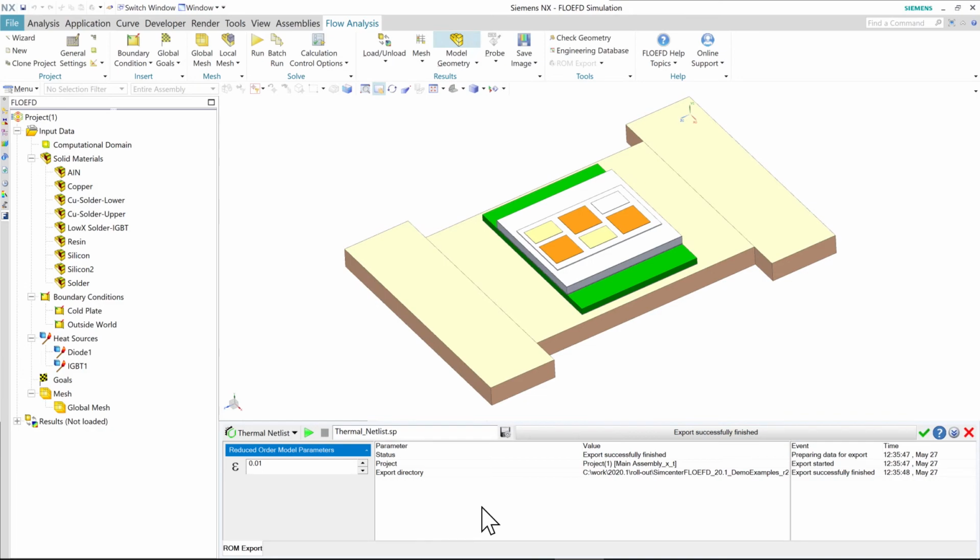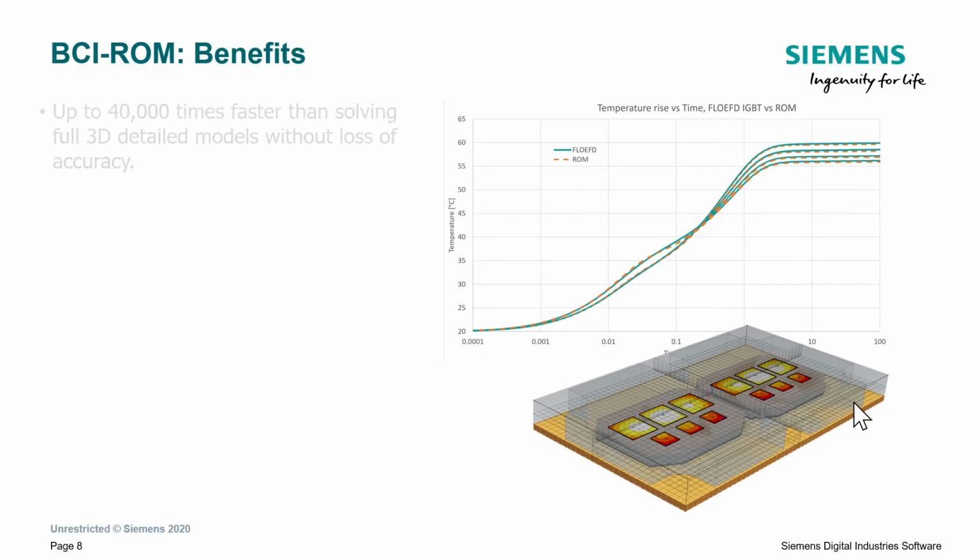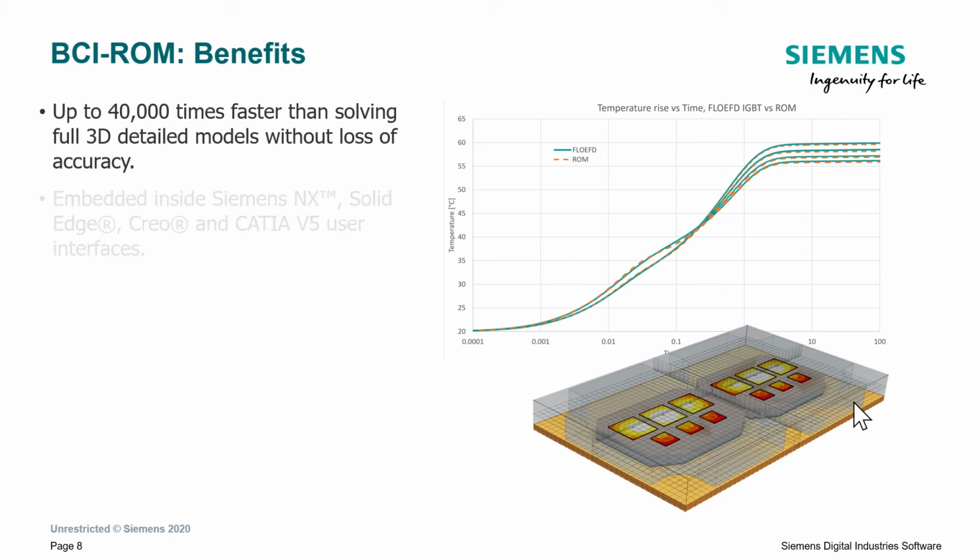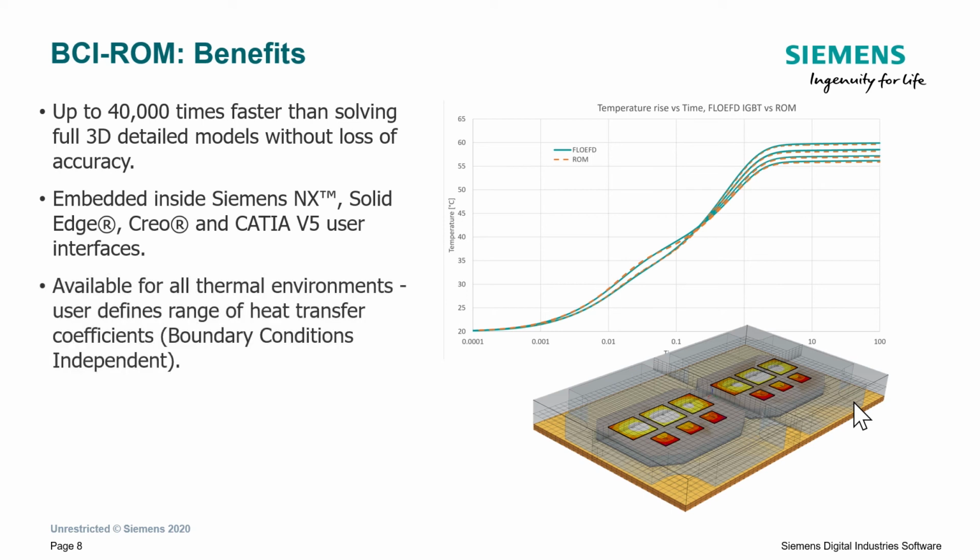Let's summarize the benefits of BCI-ROM technology. BCI-ROM can solve linear conduction tasks up to 40,000 times faster without loss of accuracy. It is available for all CAD systems supported by FLOEFD. It is a boundary condition independent model. That means the exact values of boundary conditions are not used for extracting the model, but the range of possible heat transfer coefficients is specified. The exact values are input when solving the extracted ROM.